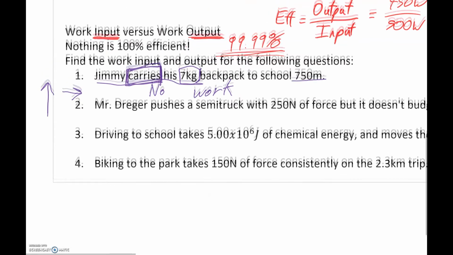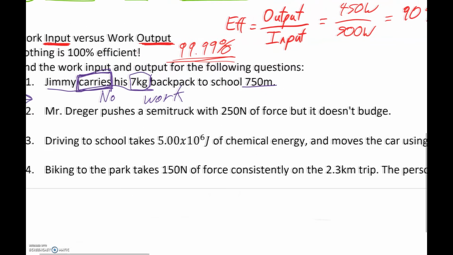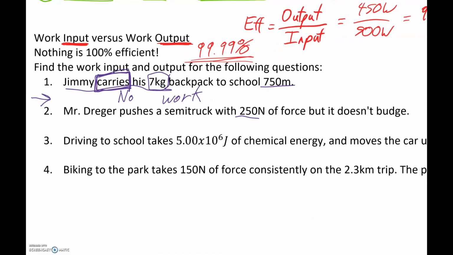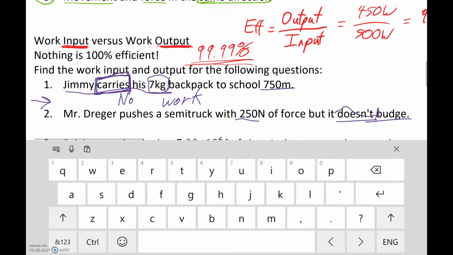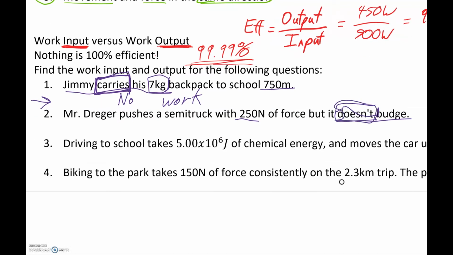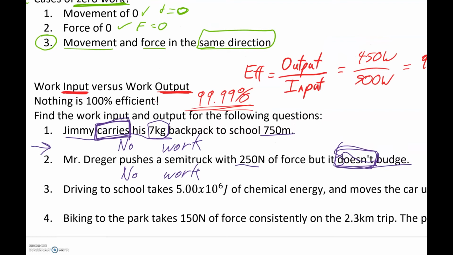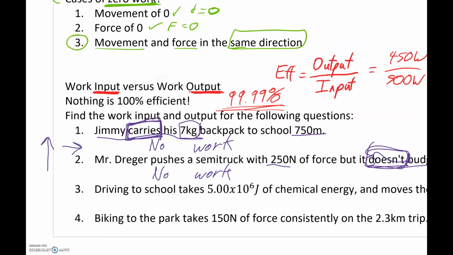Mr. Drigger pushes a semi-truck with 250 newtons, but it doesn't budge. Well, if it doesn't have any movement, no movement means no work. I pushed a lot, but no movement.